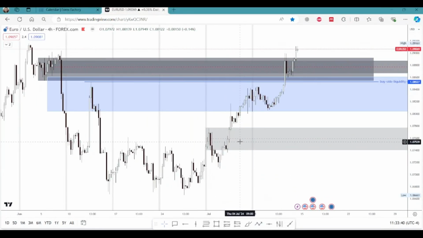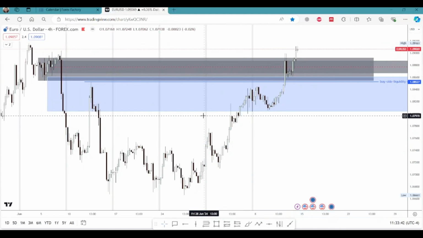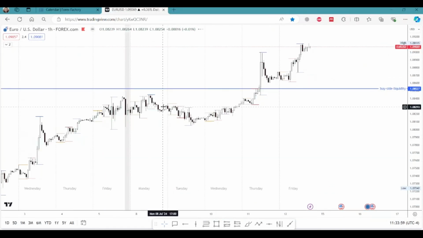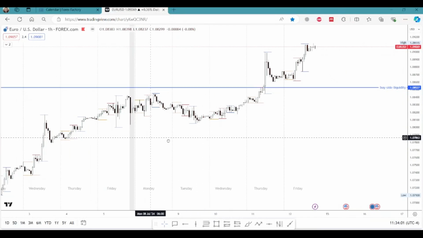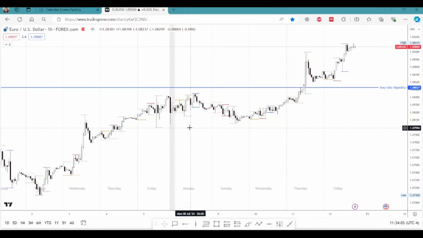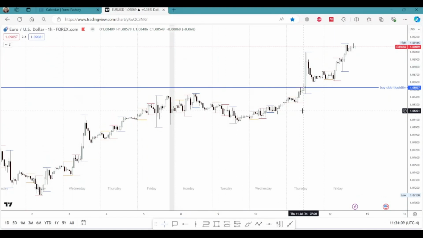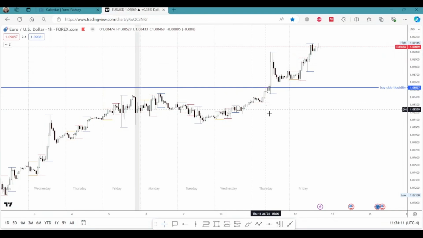Okay, so let me remove these drawings first. Let's dive into the 60-minute time frame and see what happened there. As you guys can see, Monday was literally no movement in the market. Tuesday was kind of the same, Wednesday was kind of the same, and then Thursday came and there was a CPI day. And on Thursday we saw a big movement towards the upside.